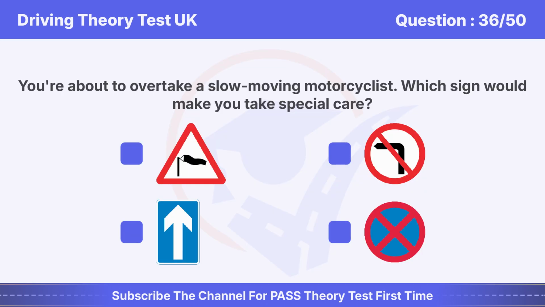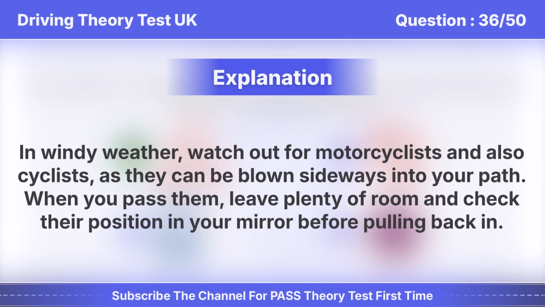Question 36. You're about to overtake a slow-moving motorcyclist. Which sign would make you take special care? Answer is A. In windy weather, watch out for motorcyclists and also cyclists, as they can be blown sideways into your path. When you pass them, leave plenty of room and check their position in your mirror before pulling back in.